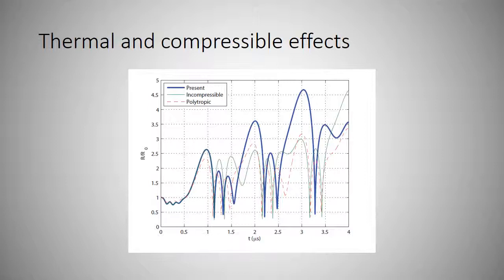The thin green curve assumes the medium to be incompressible, while the dashed red curve assumes the bubble contents to be polytropic. The staggering difference between these predictions suggests the importance of incorporating these effects into further study of viscoelastic bubble dynamics.